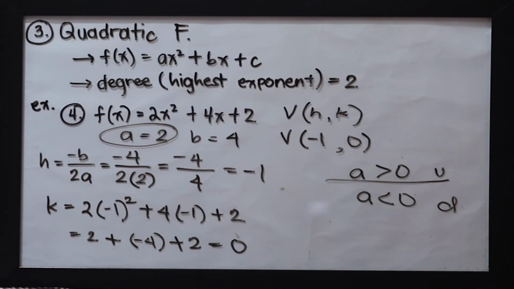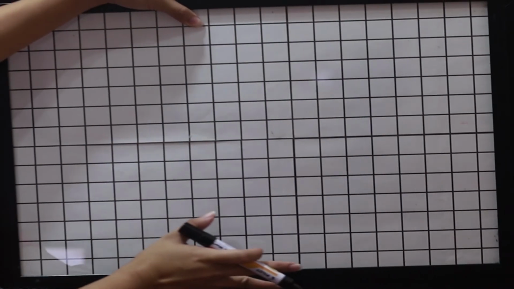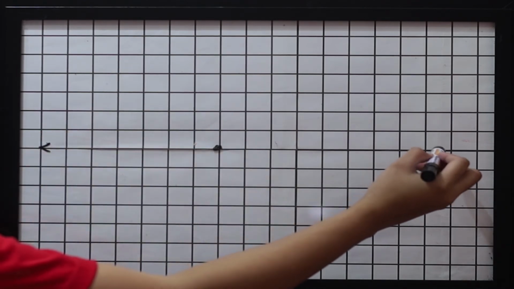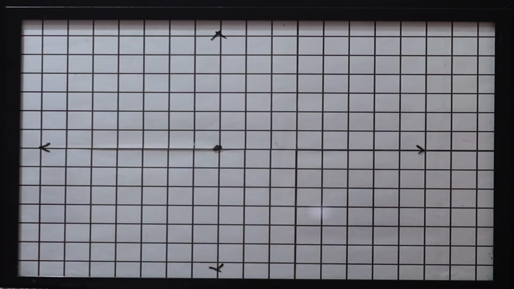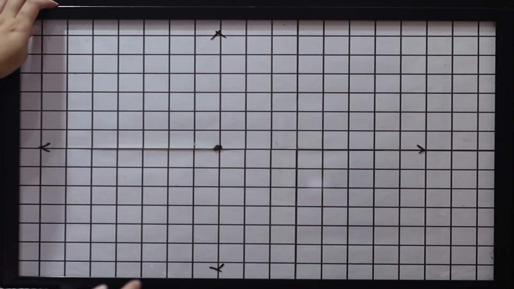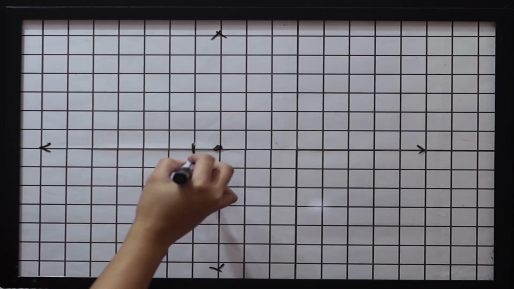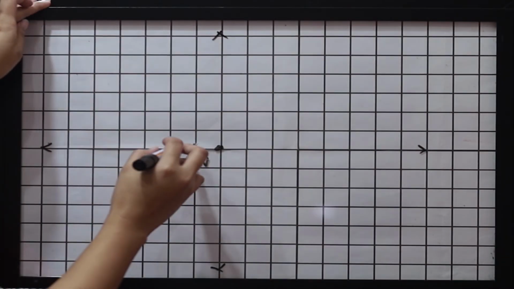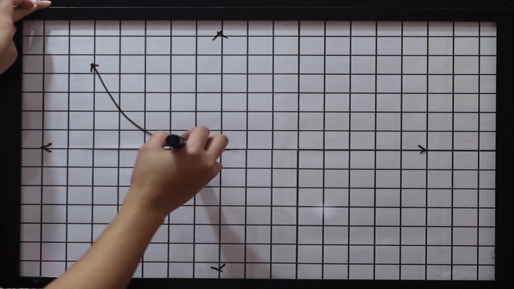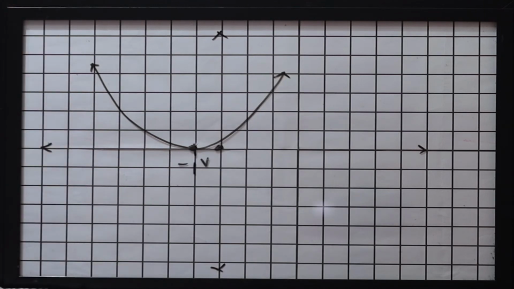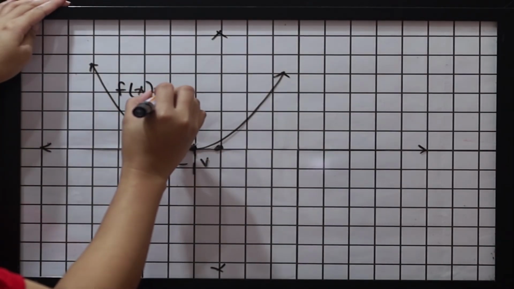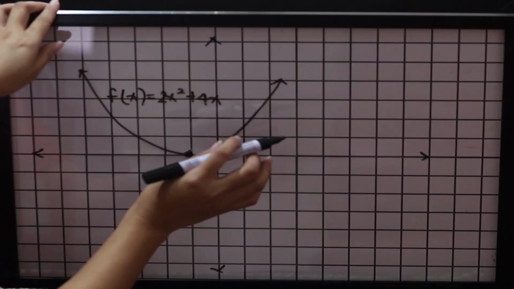So now that we know the vertex and also the opening of the parabola, we can now get the approximate graph of this function. So let's say this is your origin. This is the x-axis and this is the y-axis. And your vertex again is negative 1, 0. So let's say this is the negative 1. And then since the value of y is 0, so here's your vertex. And then the opening of the parabola is upward since this is positive. So all you have to do is draw a parabola that opens upward and starts with the vertex. So this is the graph of the function f of x is equal to, what's that again? 2x squared plus 4x plus 2.